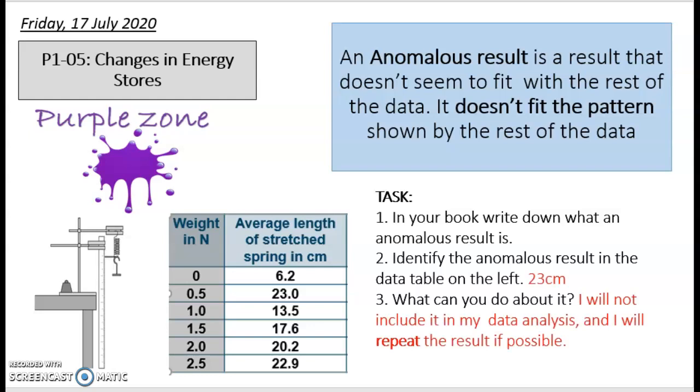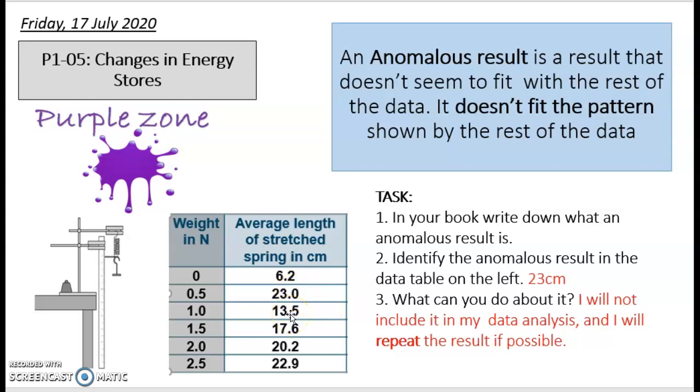Okay, so the result here for 0.5 newtons says 23 centimetres. That was the average length of the stretched spring, but it doesn't seem to fit in with the pattern before, 6.2. And then if we ignore this one, we have 13.5, 17.6. So they're all increasing, but this one is a little bit odd. It stands out as odd.